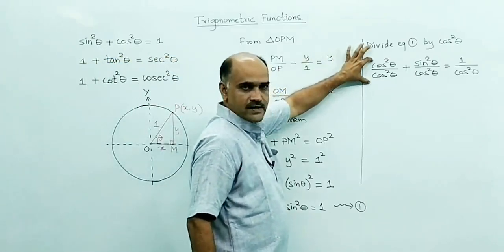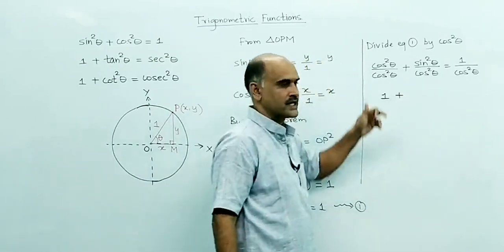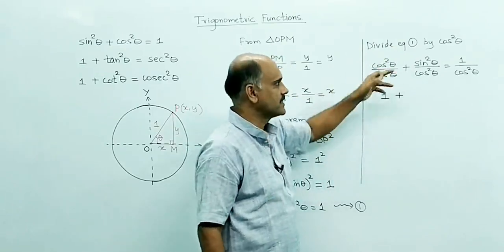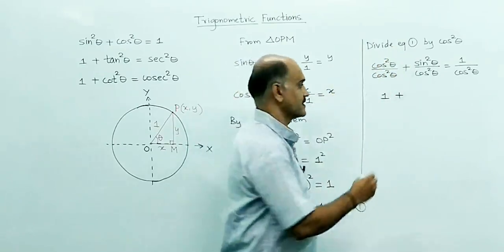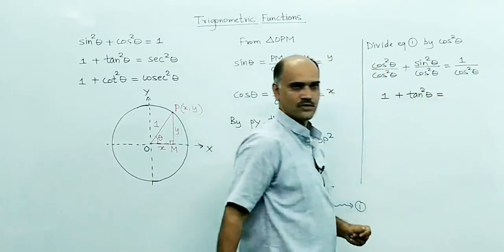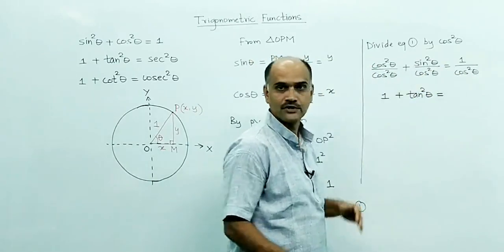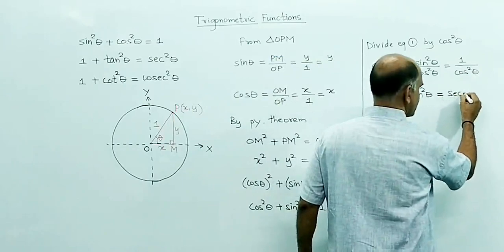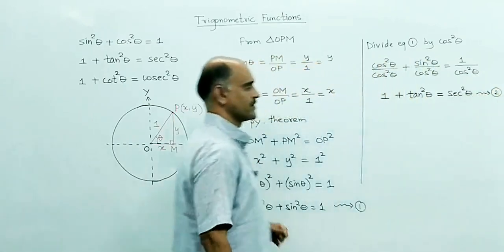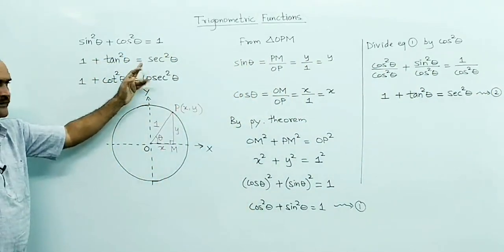Here cos square gets cancelled, you will have 1 plus sin theta by cos theta, which is tan theta. So sin square theta by cos square theta is tan square theta, is equal to, reciprocal of cos is secant, so you will have 1 by cos square theta is secant square theta. This is our second equation: 1 plus tan square theta is equal to secant square theta. Clear, students?